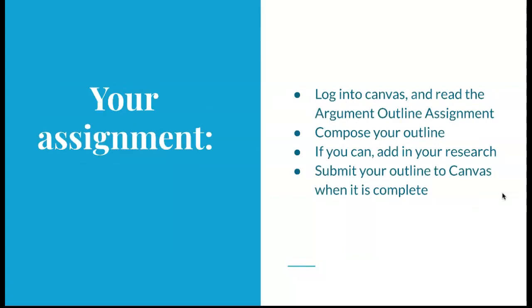So let's talk about that assignment. Log into Canvas and read the argument outline assignment. Compose your outline. Please type it. You could use Microsoft Word or my favorite, Google Docs. Remember that if you write in a Google document, you'll never lose it. If you are ready to, add in that research and that supporting material now, and then submit that outline in Canvas when it has been edited and it is complete. And your instructor can then give you feedback on your outline.